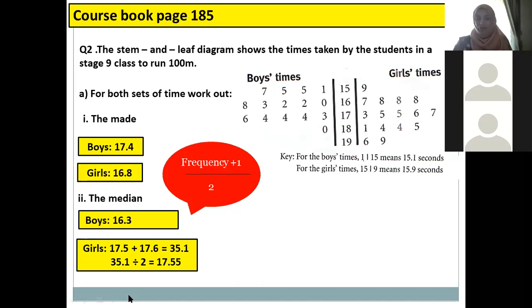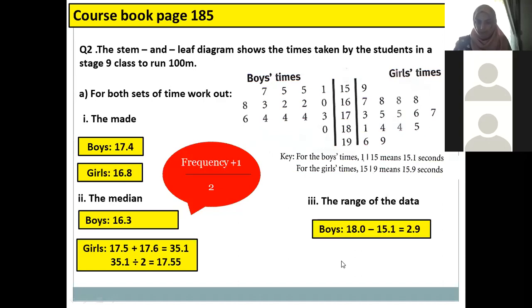Thank you very much. Okay, who can find the range? The range, with two sets of data, for the boys and the girls. If someone would like to answer both together, that would be great. For the girls, 19.9 minus 15.9, and that equals 4. And for the boys, 18 minus 15.1, and this is 2.9. That is great, Sarah. You did a great job.